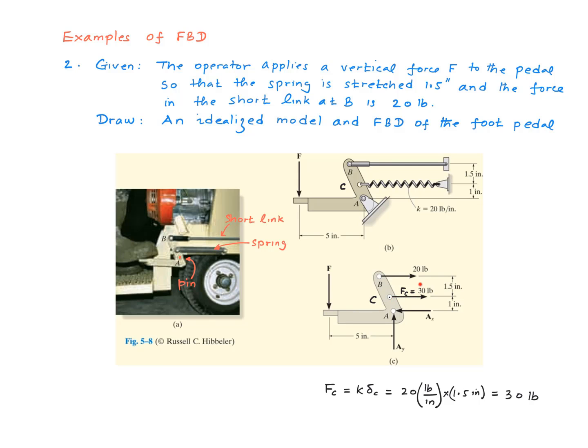The magnitude of the force in the short link is given, 20 pounds, so we just mark that over there. And the magnitude of the force in the spring is not given, but they have given us the spring constant k and the extension on the spring, which is 1.5 inches. So we use those two numbers in this equation and calculate the force on the spring, which is 30 pounds.